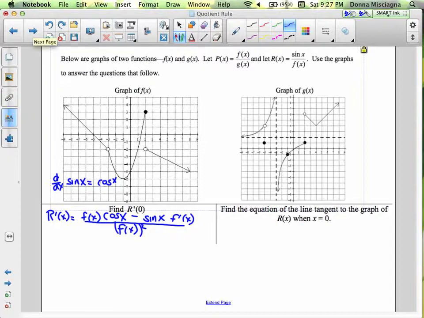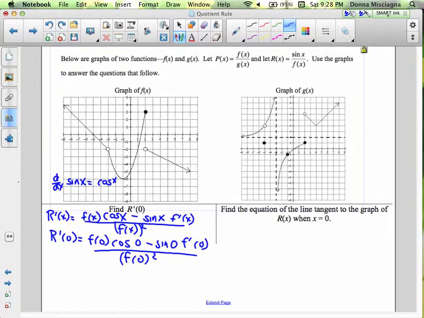All right, so let's put in the numbers here. r prime of 0 is f of 0 cosine 0 minus sine 0 times f prime of 0 all over f of 0 squared. Let's find everything. f of 0 is right there, negative 5. And let's see, f prime of 0. Now we have to kind of estimate that, but it won't really matter that much, as you're going to see. The tangent line there appears to have a slope of 2, I would say, because I'm going 1, 2, and over 1. Yeah, slope of 2. So f prime of 0 is 2.